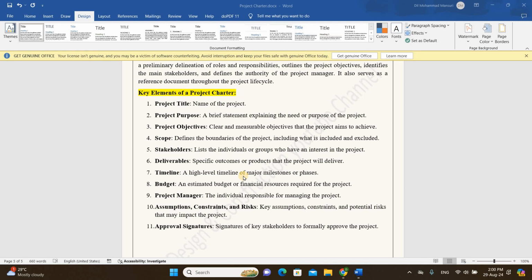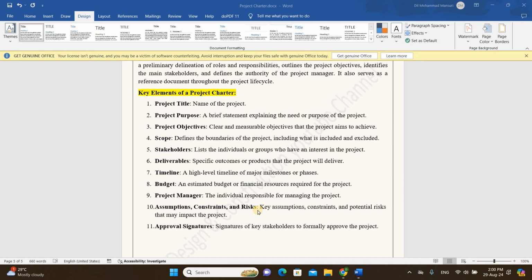Then the project manager, the individual responsible for managing the project. Then assumptions, constraints and risks. What are the assumptions, what are the constraints, and what are the risks associated with your project? What will be the impact of the risks or constraints? So we can understand, and on that basis one can plan the project and mitigate the risk.